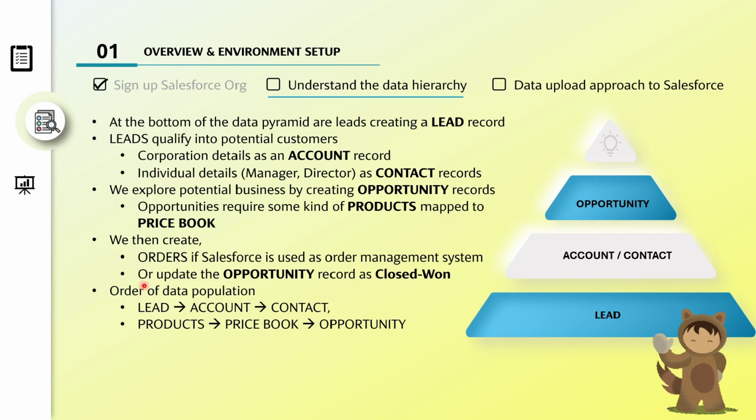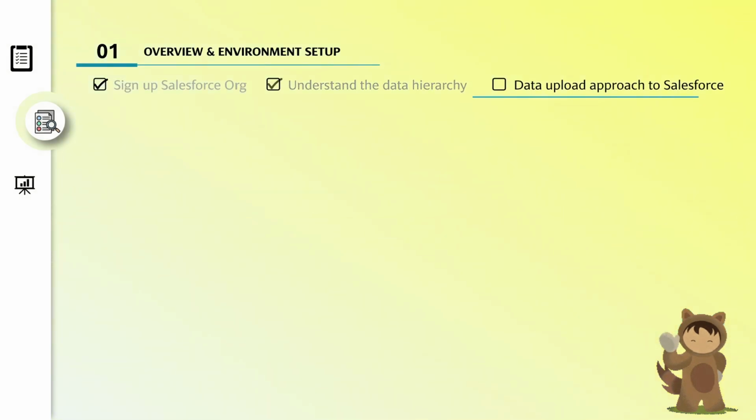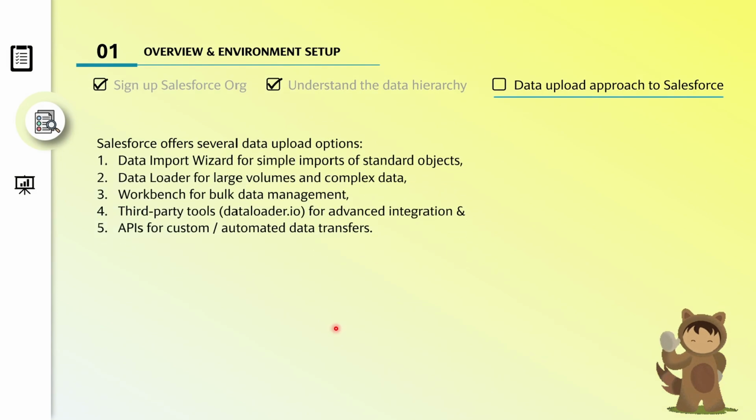So the order of the data population is very important. It goes up the pyramid. We start with leads, we then qualify the leads into accounts and contacts. We then create a few products, map them to some price books, and then create opportunities using those products. Next up is the data upload approach to Salesforce.